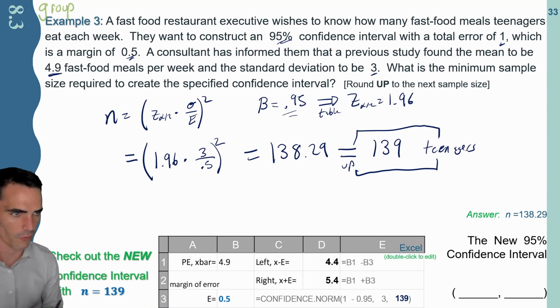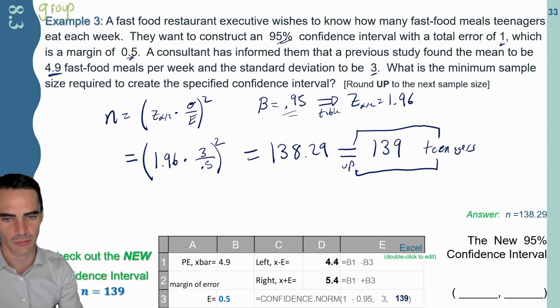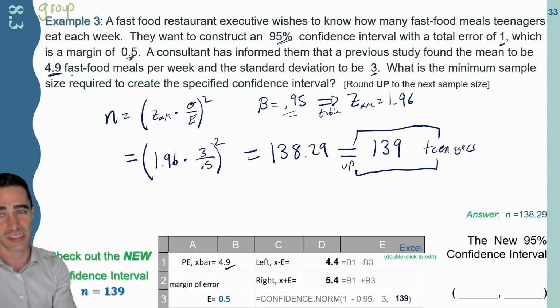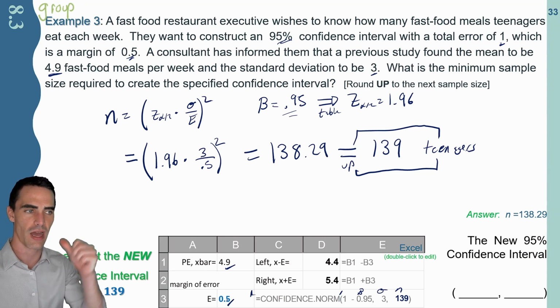So if I move out of the way here, I did the work in Excel just to demonstrate what that would look like. If I did get a point estimate in X bar of the same as what it was in the past, so that's a little bit of suspend your disbelief, and I did confidence.norm with 1 minus beta, a level of confidence, my standard deviation of 3, and my N, sample size of 139 people, I will get the appropriate margin of error, 0.5.